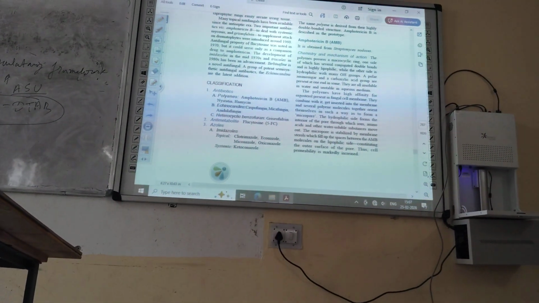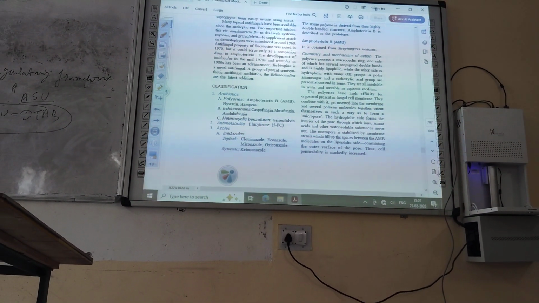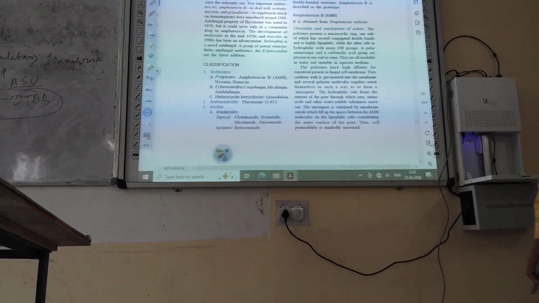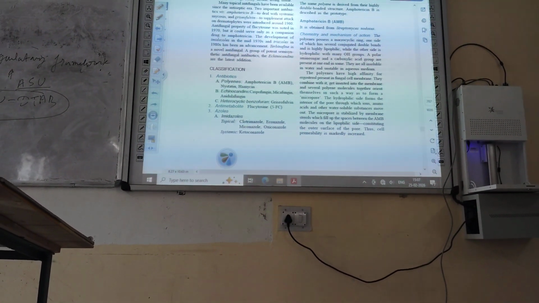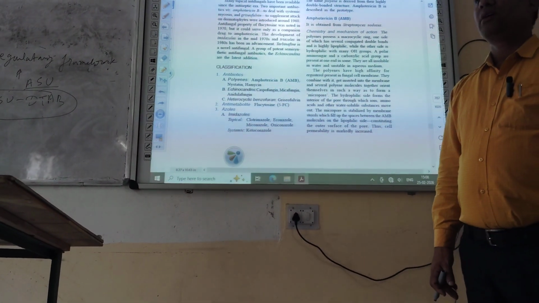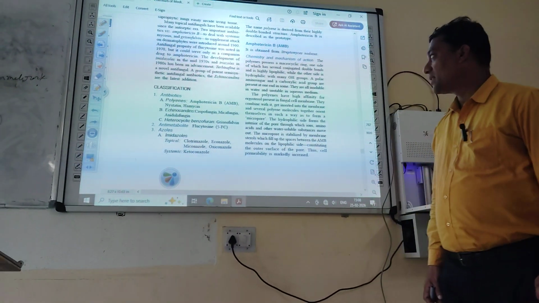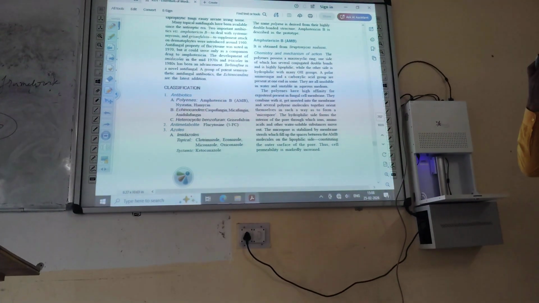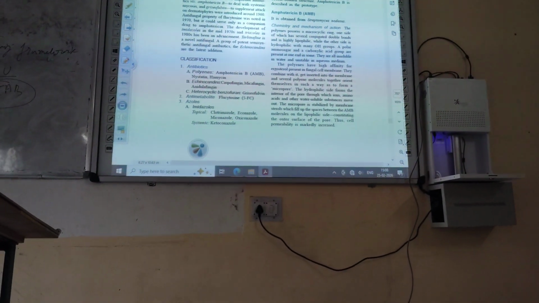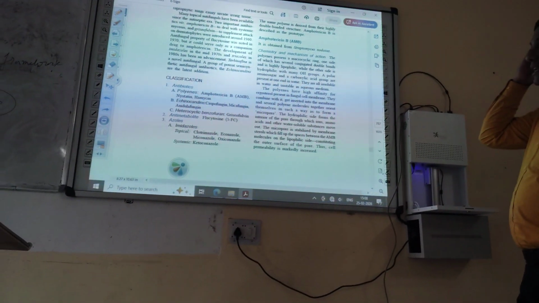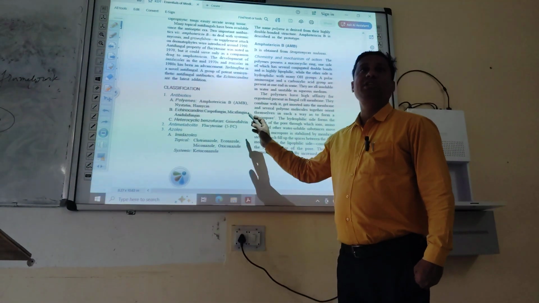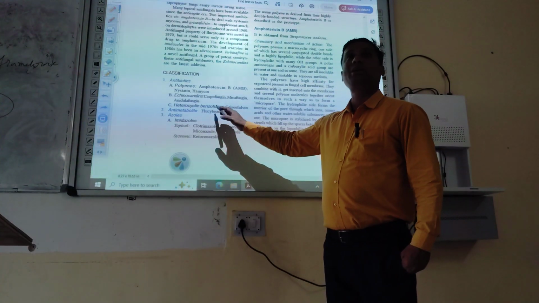The first one is antifungal antibiotics. First one is polyene antibiotics. What do you mean by polyene? Polyene means the number of double bonds is more. The examples are amphotericin B, nystatin, hamycin, then echinocandins. Then heterocyclic benzofuran: griseofulvin belongs to the benzofuran group.